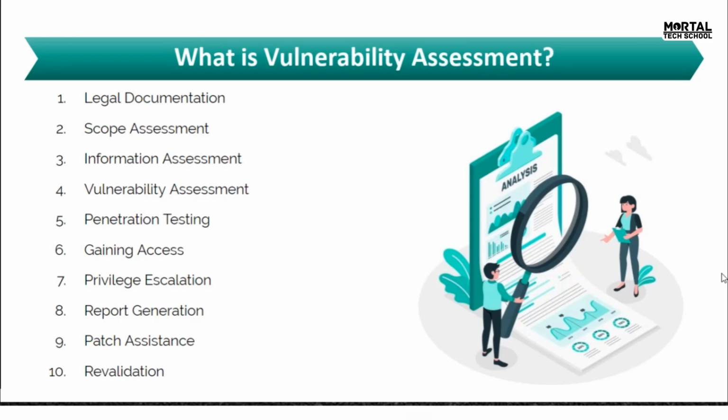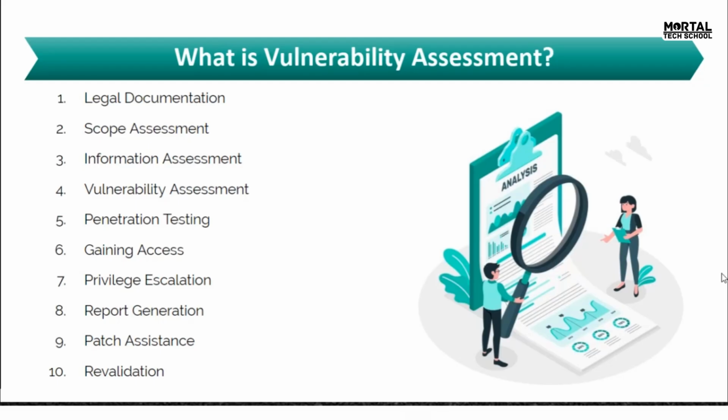The sixth step is gaining access, which means once the penetration test is successful, whether the penetration tester is able to gain access to the system. Now, this may be defined as, if a penetration tester is able to get access to the system, hackers can also get access.